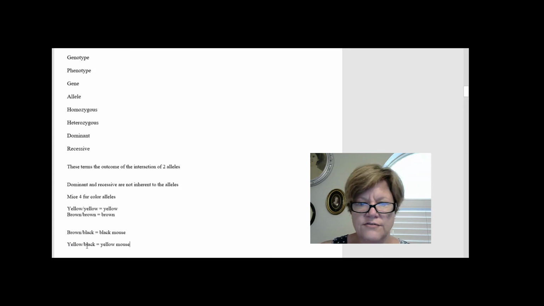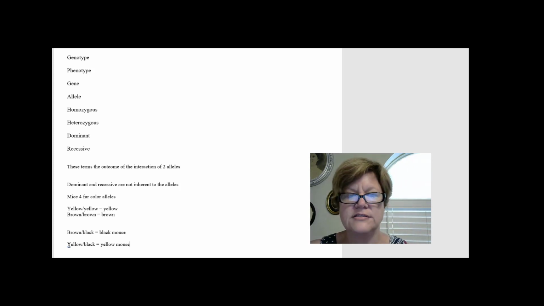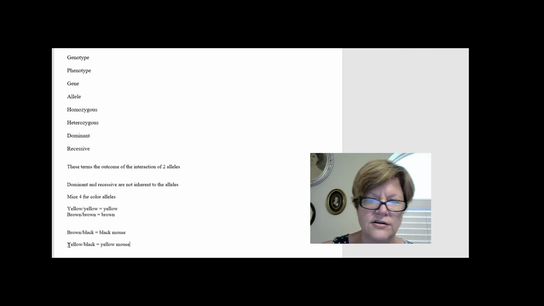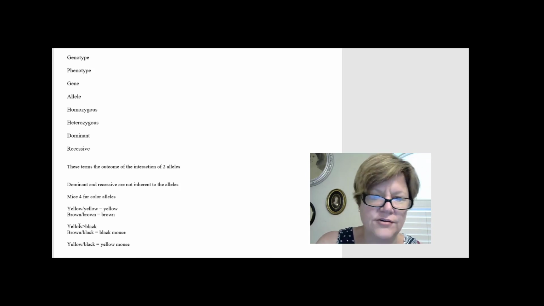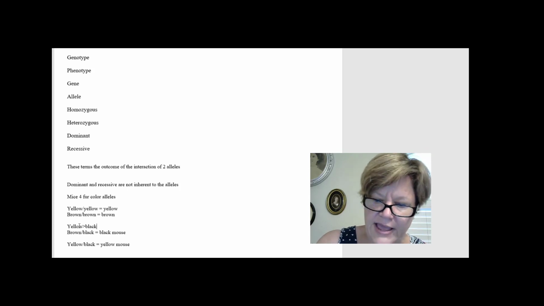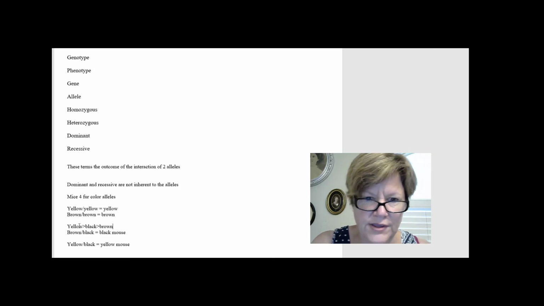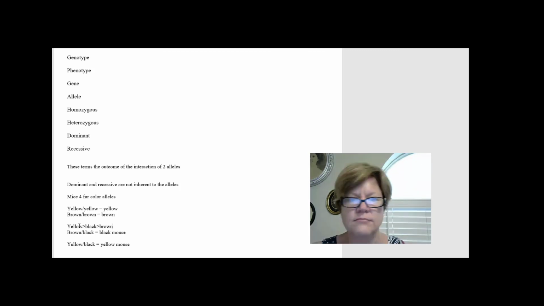So yellow is dominant over black, and black is recessive to yellow in that interaction. Brown is recessive to black in that interaction, and black is dominant to brown. So it kind of comes out to be a pecking order. I'm running out of space, but yellow is dominant, I'm going to use the greater than sign, to black. So when yellow and black are together, yellow is dominant, but black is dominant to brown. So when black and brown are together, black is the dominant.